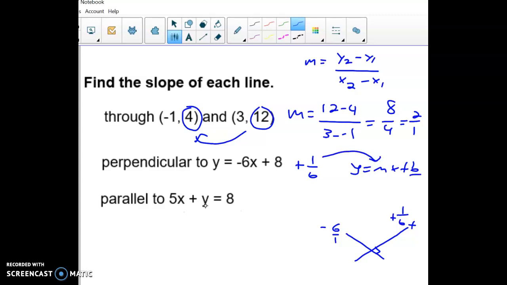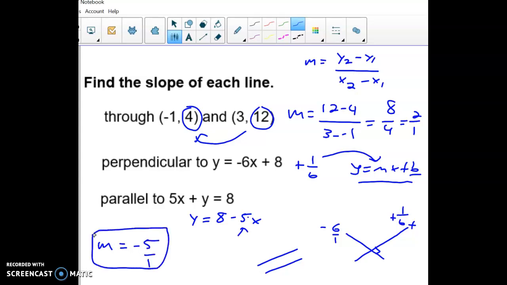Okay, last one, I know parallel is going to be the same slope, right? So two lines that look like that don't cross. And the only trick here is 5 isn't the slope. To find the slope, you have to actually write it in y equals mx plus b first. So if we minus 5x from both sides, then we can see our slope right there. So in this case, our m slope is -5 over 1, because it's the same slope as the original line, right? You'll probably have to do this a few times on the test where you find the slope.